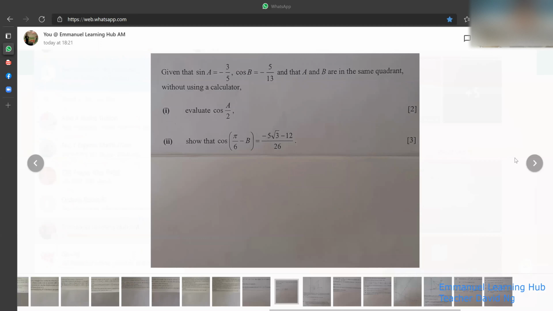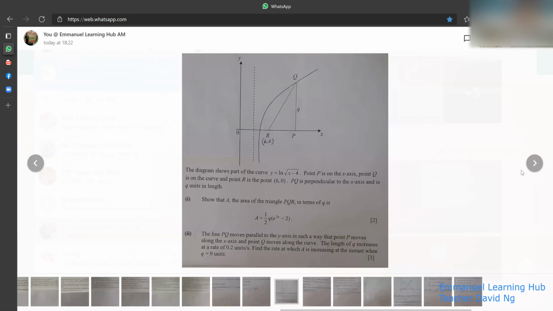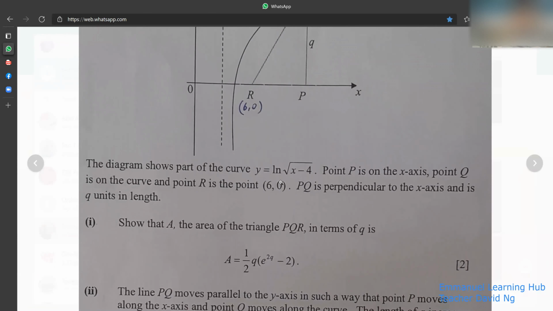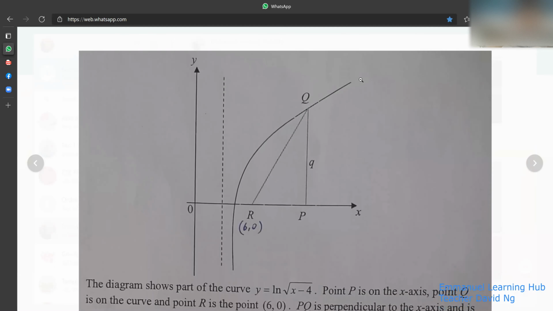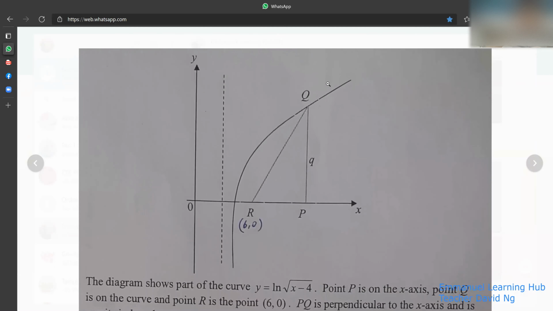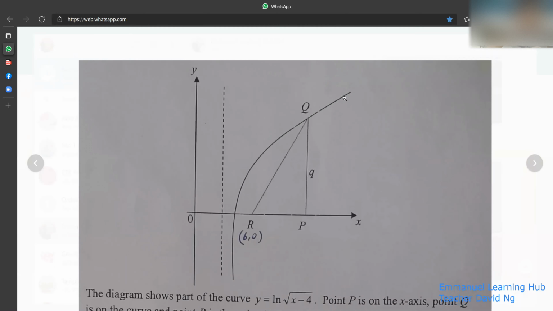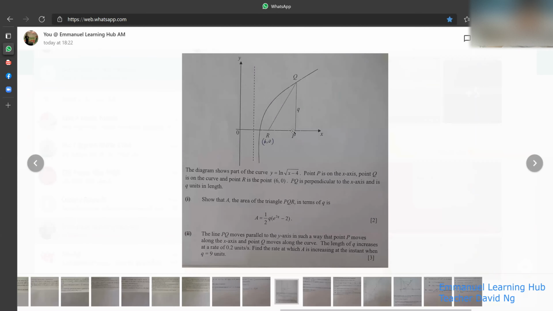Okay, let's move on to the next question. This is question 5. It says that the diagram shows part of the curve y is equal to ln square root x minus 4. So this is your y is equal to ln square root x minus 4. This is the curve. Point P is on the x-axis. Point Q is on the curve. Point R is at this point, 6, 0.